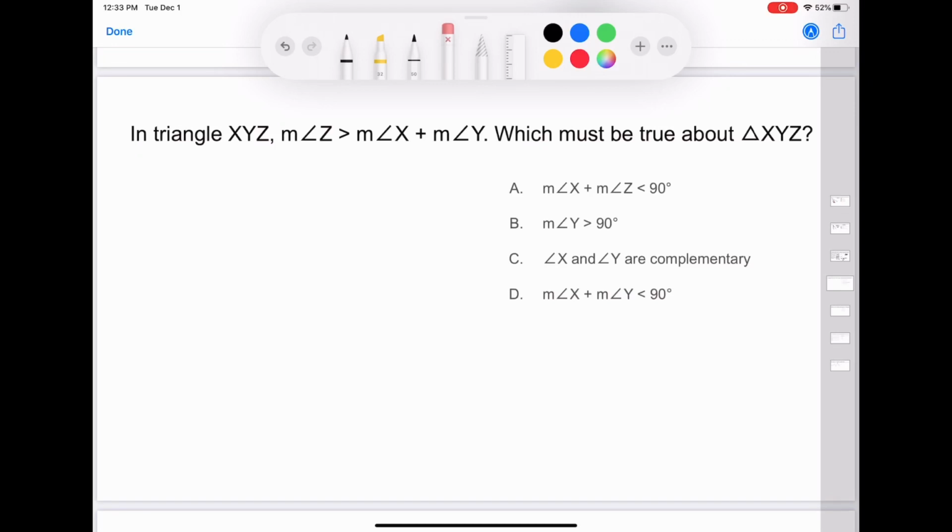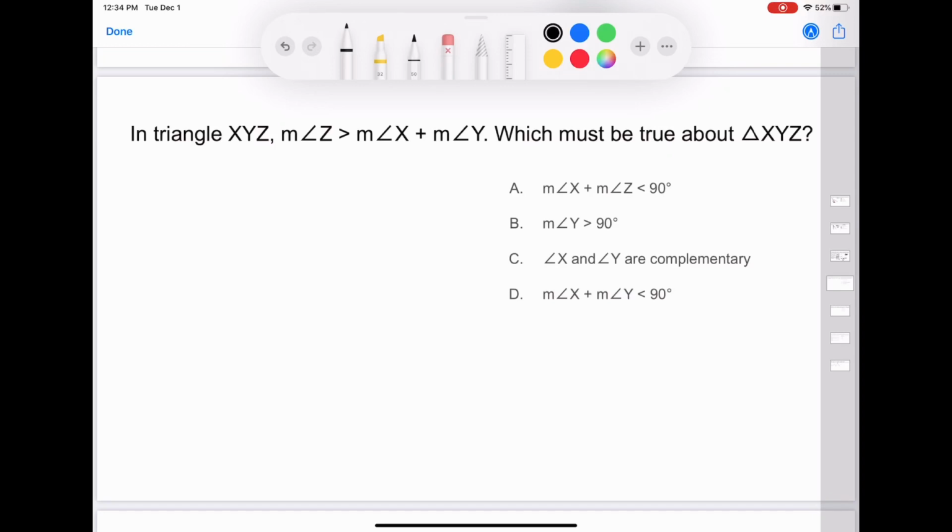So for example, the first one says, the sum of angle X and angle Z is less than 90. Well, then the measure of angle Y must be greater than 90. Why is that? Because if the sum of angle X and angle Z is less than 90, then we would have to have Y as our obtuse angle, because we need to at least get to 180.